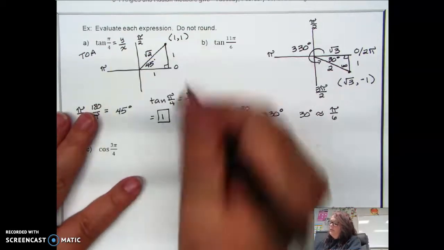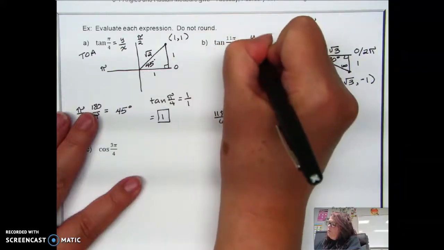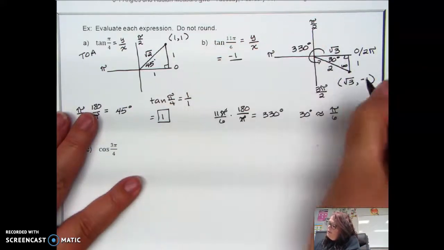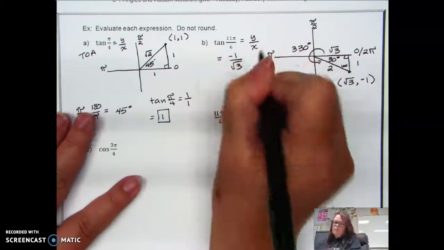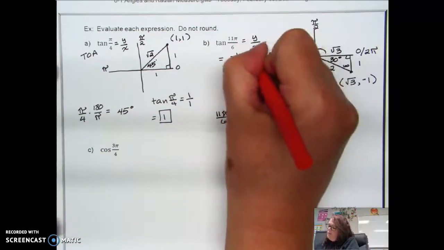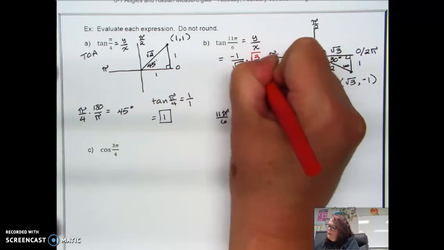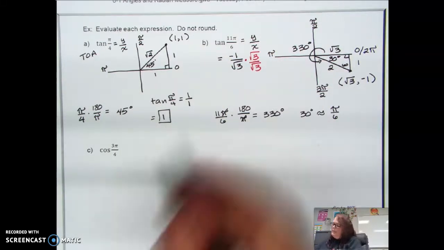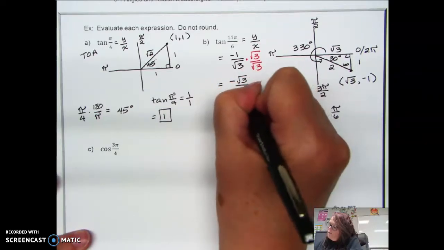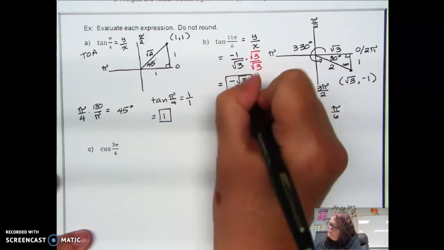So coming over here, finding tangent, that's going to be y over x. So that means my y value is negative 1 and my x value is root 3. Now, cleaning that up a little bit, I would multiply that by root 3 over root 3, and we would get that the tangent of 11 pi over 6 is negative root 3 over the square root of 9, which is 3.